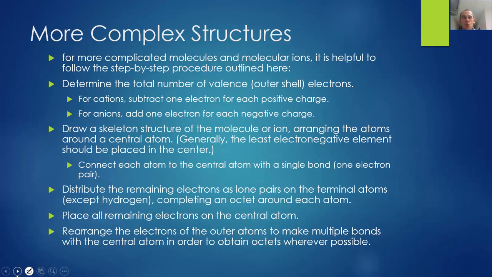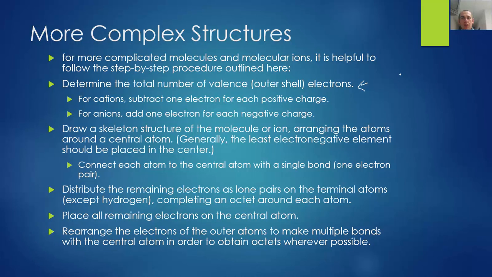But if they get a little bit more complex, then there's some rules to follow. And we're going to run through a few of these. They're not bad, but sometimes we get a little confused. So here are step-by-step directions. Some directions are better than others. Sometimes stuff works out better than others. But first thing is we're going to figure out how many total valence electrons we need.